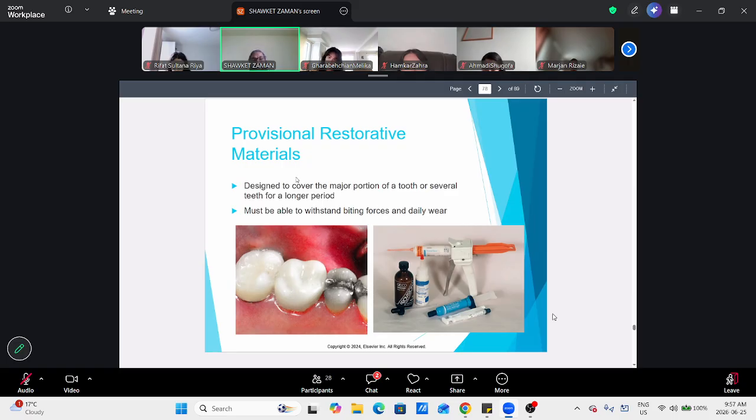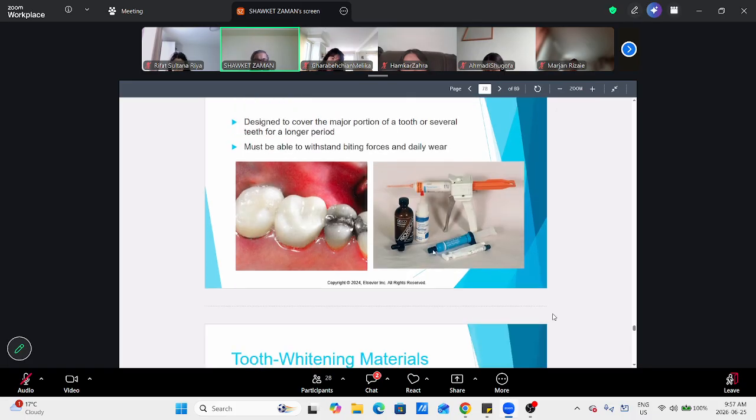So that's why the provisional restorative material is made of different types of material. It can be composite materials. It can be methyl methacrylate materials, or it can come in the form of a tube, the paste form. So whether powder, liquid, paste, or gun form, they need to be used for the protection of the permanent teeth while waiting for their final restorations.